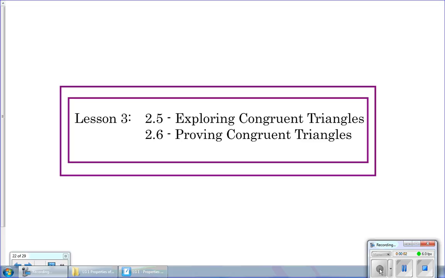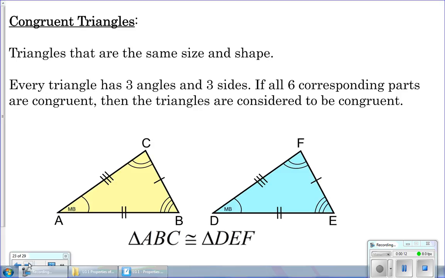All right, so this is lesson 3. This is our last lesson for Learning Guide 1. As you can see, we're talking about exploring congruent triangles and proving congruent triangles. So first of all, what is a congruent triangle? It's saying that triangles are the same shape and same size.